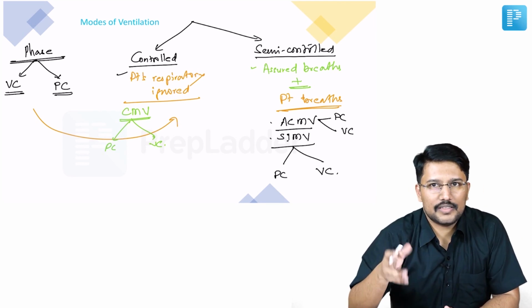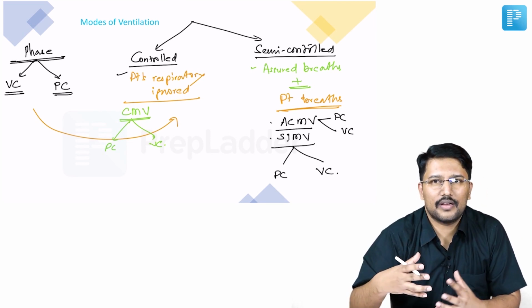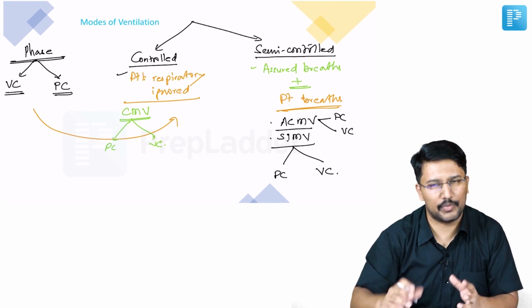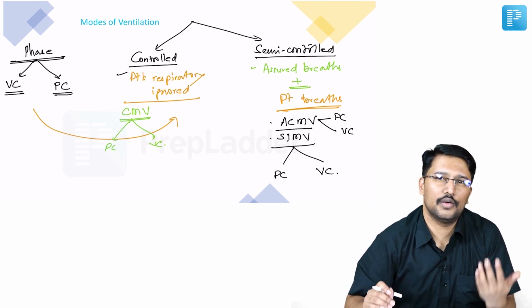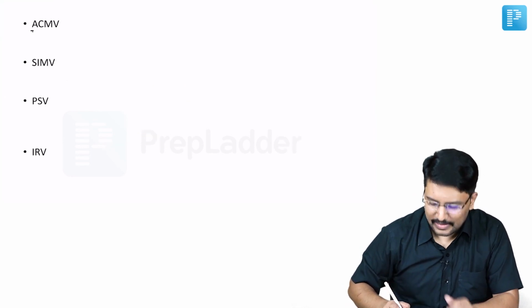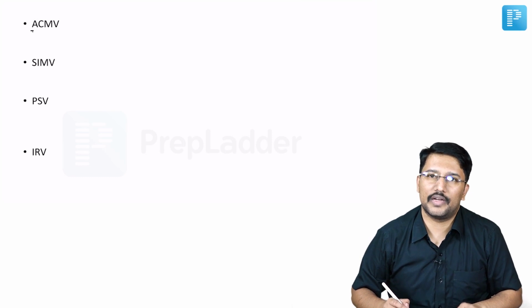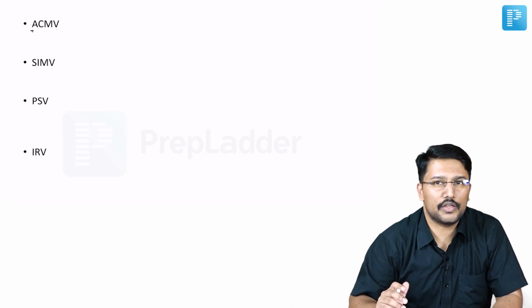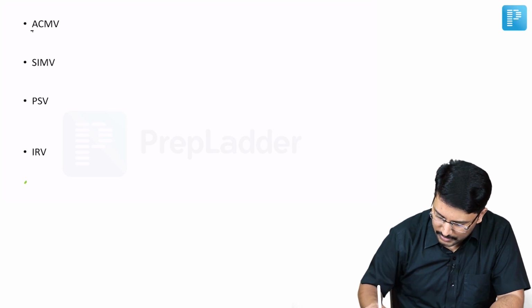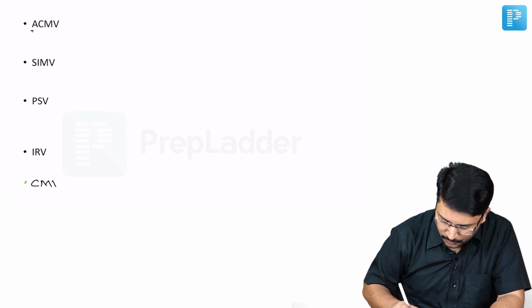Well, I understand this is a bit confusing. We'll try to make it a little more palatable in a subsequent slide where we put a table and discuss about what is a trigger, what is limit, and what is cycling. But before that, let us understand in essence some of the important ventilatory modes which we very frequently use in our clinical practice. Okay, the first one we should be talking about is controlled mode of ventilation.